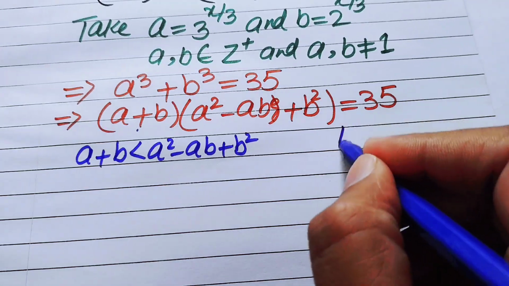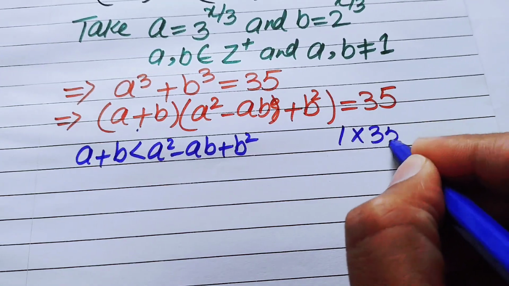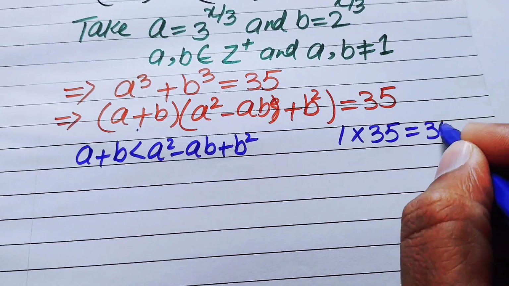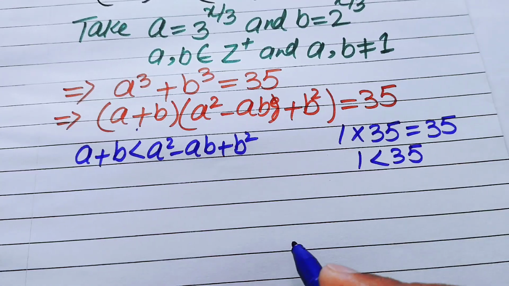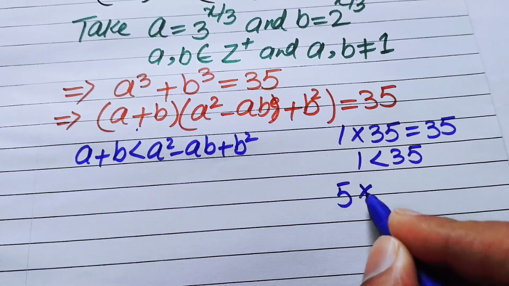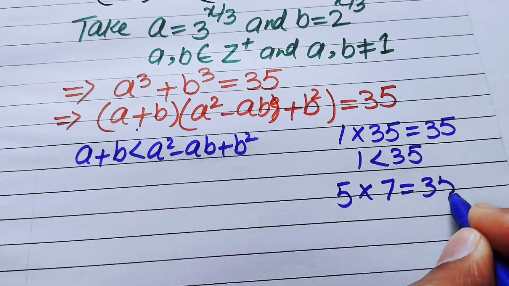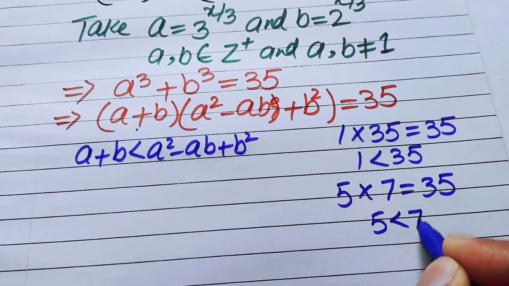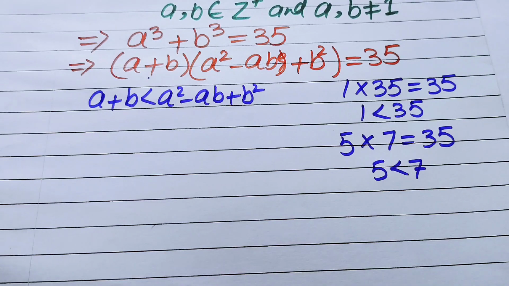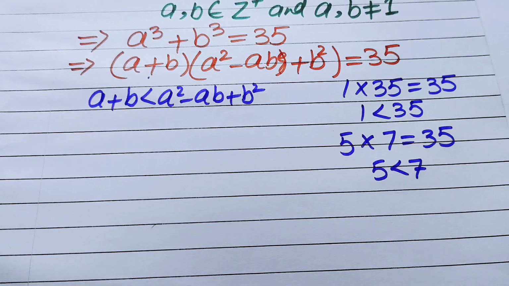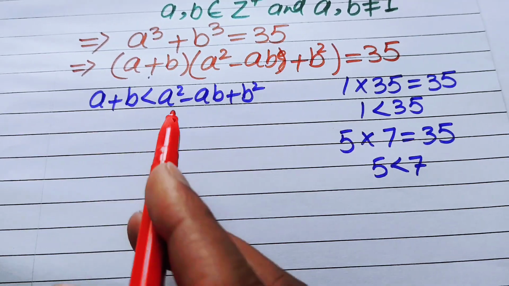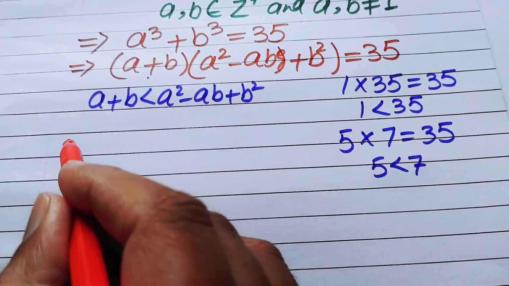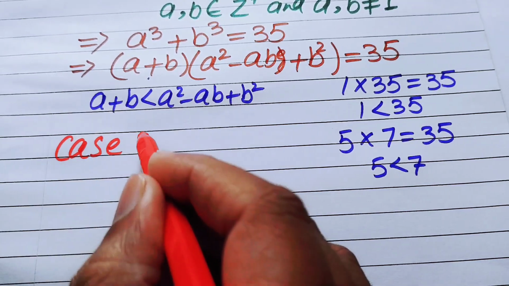Our first factorization is 1 multiplied by 35, which equals 35, because 1 is less than 35. Similarly, the second is 5 times 7 equals 35, and 5 is less than 7. So we have these two cases, and we apply them and find the values of a and b first, and then x. Now I can write here case number 1.